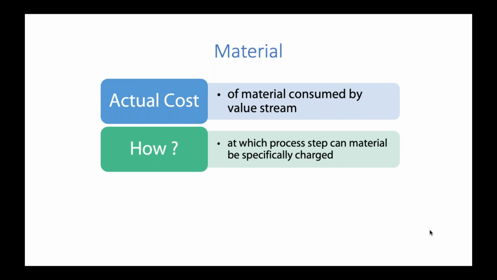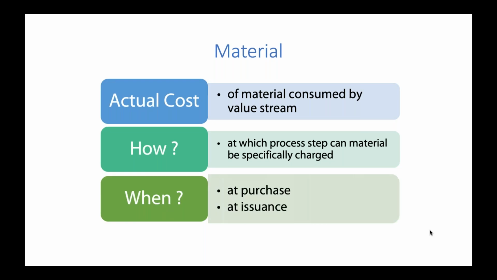So you can't assign the roll of steel to one particular value stream because it's going to be used in many, many places. So what makes the most sense? That's what you have to think. Is it at the point of purchase or at the point of issuance? If a purchase comes in and that material goes into one value stream, that's how you charge it. If you have common materials that come in, do it at issuance.